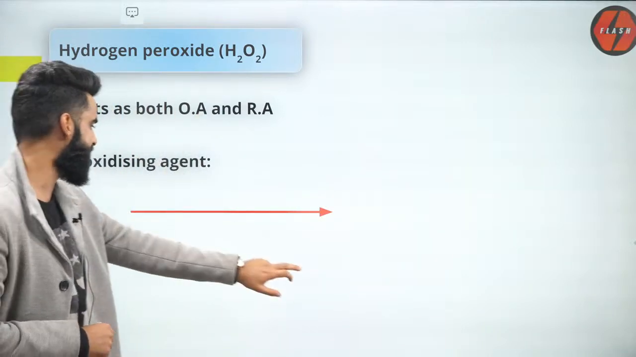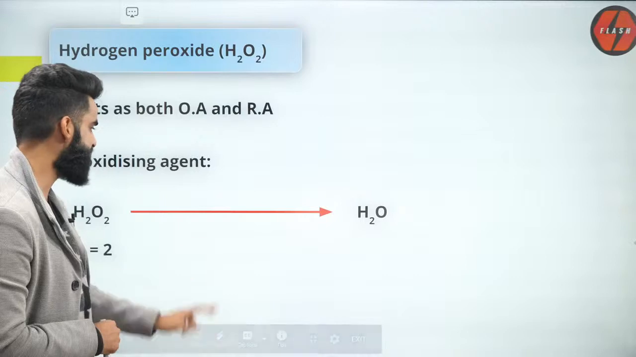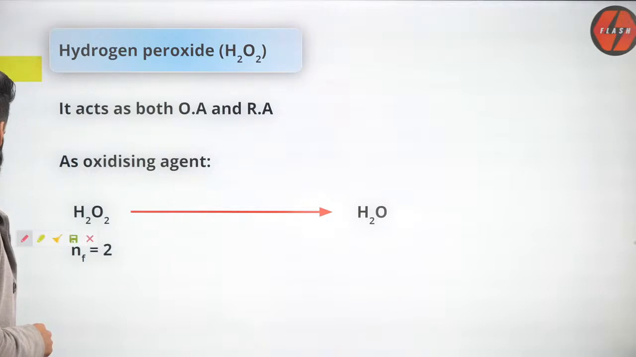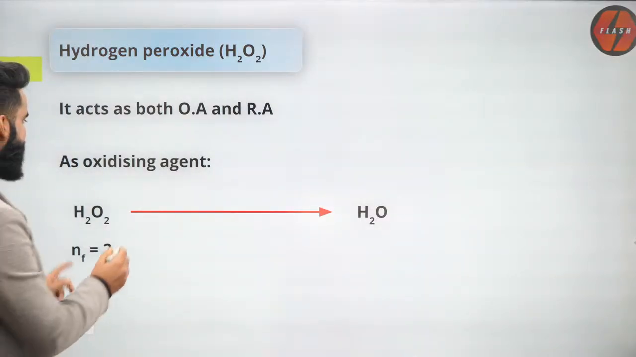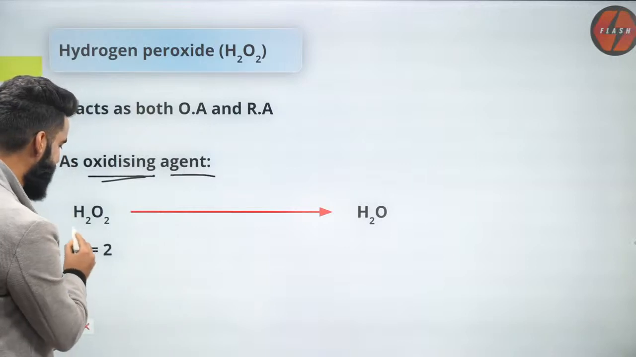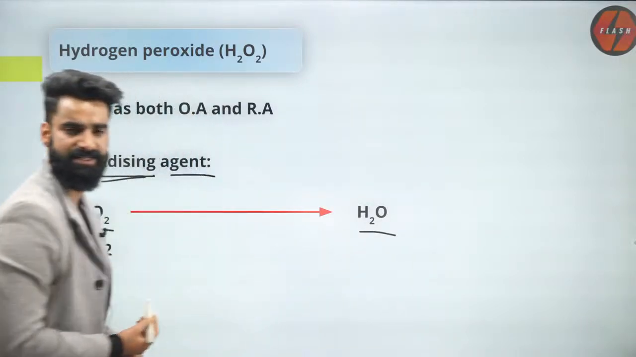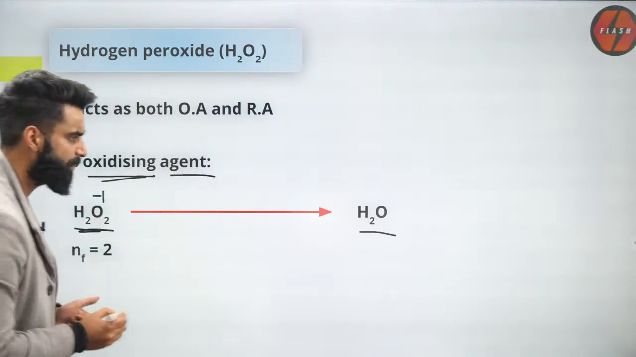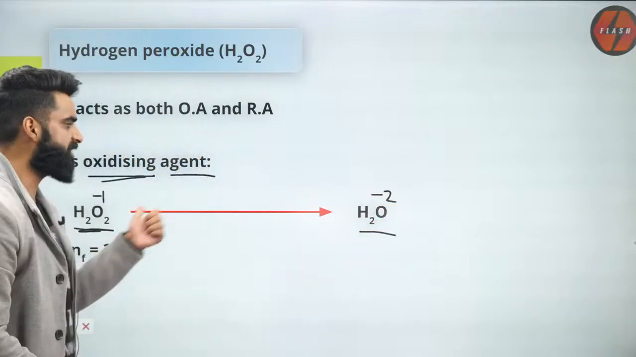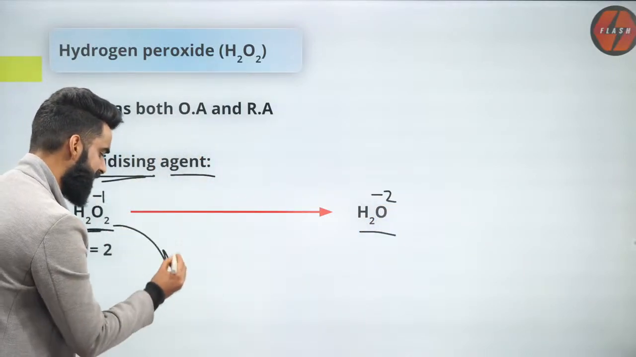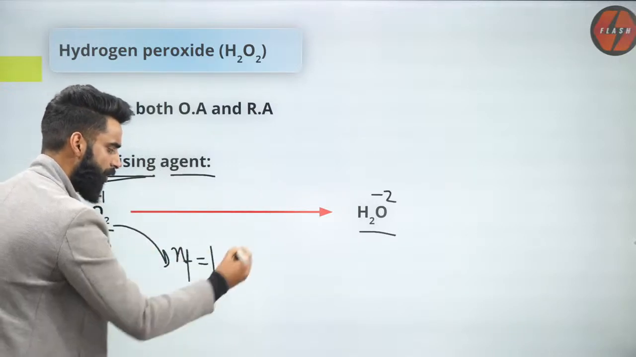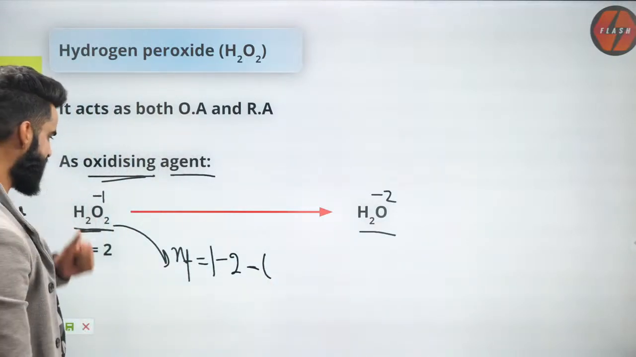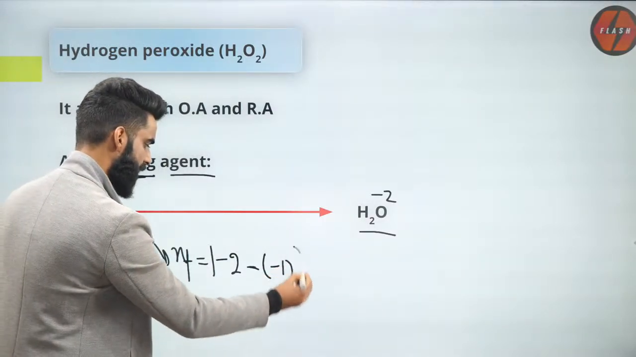If it acts as the oxidizing agent, then this hydrogen peroxide gets converted into water. If I ask you what is the oxidation state of oxygen here in hydrogen peroxide, it is -1. Over here it is -2. So from -1 to -2, what is the change in oxidation state? The change will be equal to the final oxidation state, which is -2, minus the initial oxidation state, which is -1, correct?